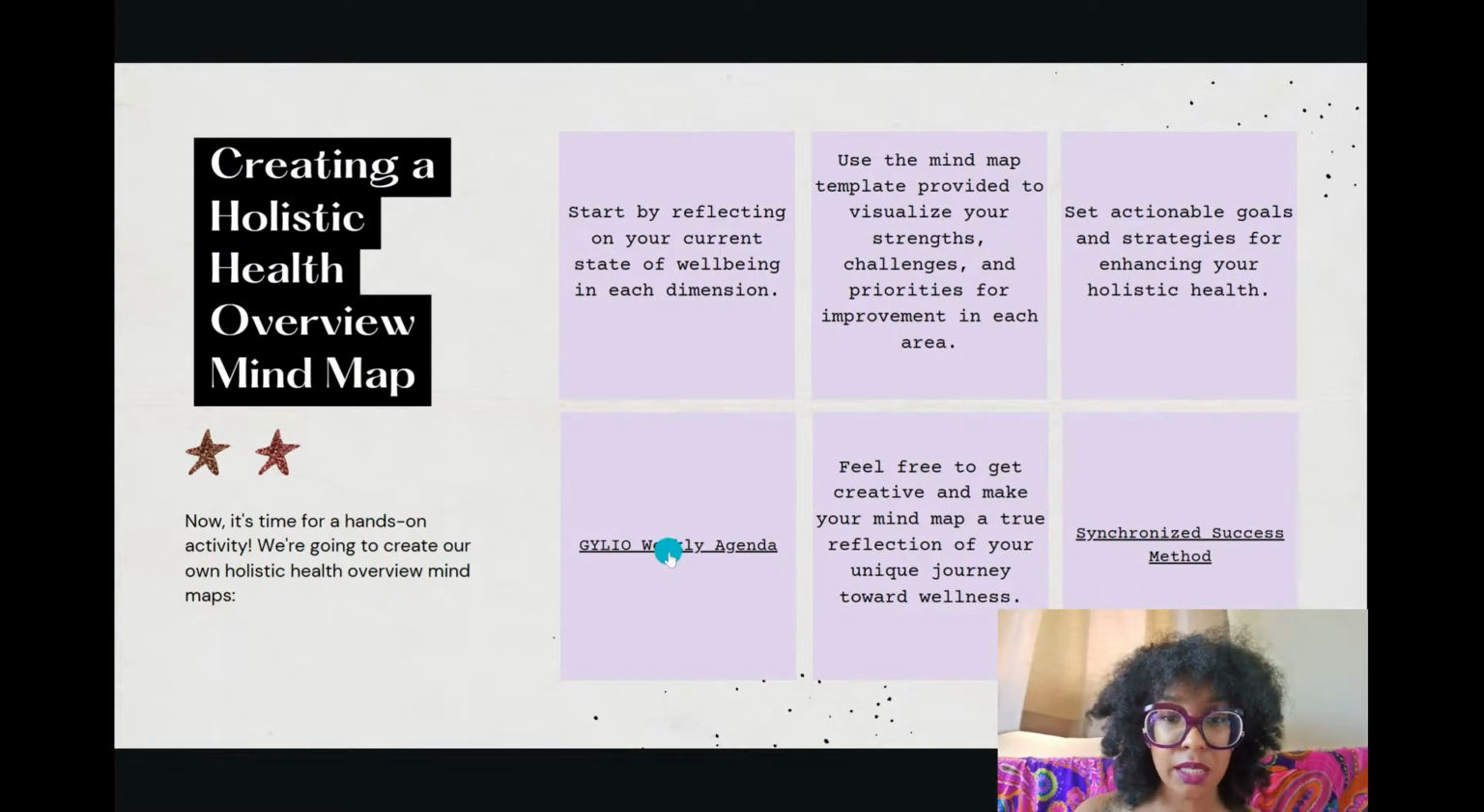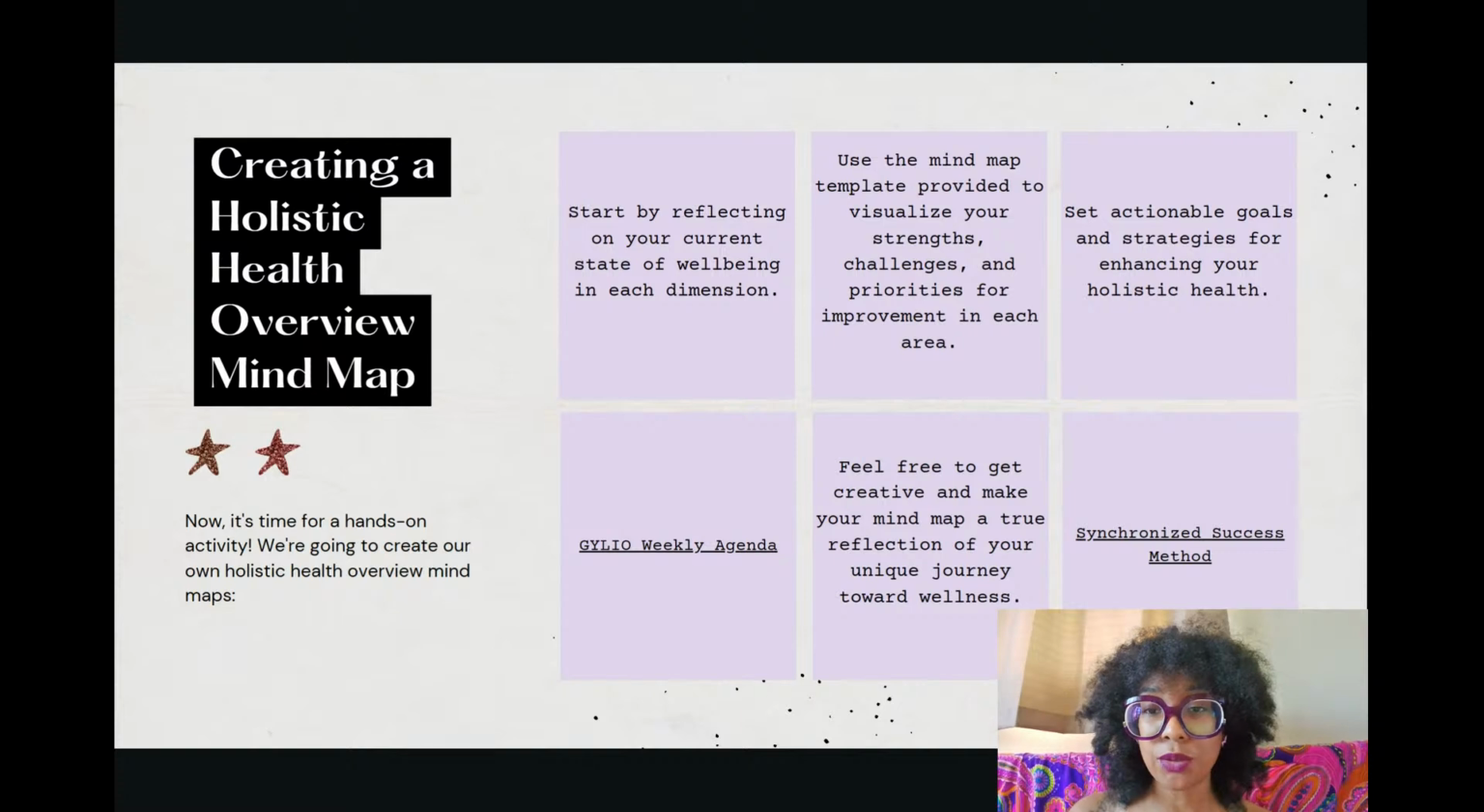This is an example of the weekly agenda that, once we go over all of the dimensions of your health, we would then create for you, an agenda to make sure that we're delegating proper time management of said sectors.